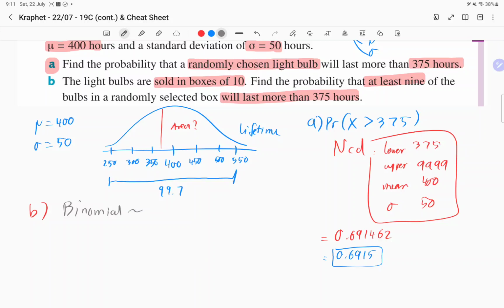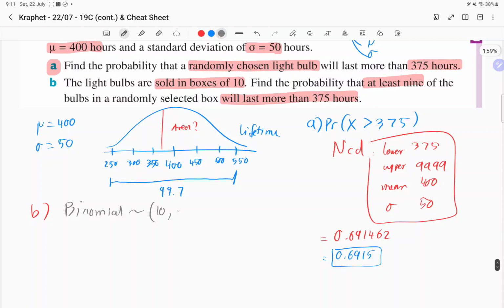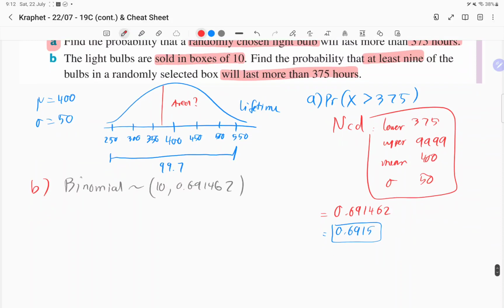In this case, N is going to be 10, and P is actually 0.691462. Yes, that's right. This is a binomial distribution where the probability of success is that number, because for at least 9 of the bulbs in a randomly selected box, each bulb has a chance of lasting more than 375 hours, and there are 10 of those. Each bulb can either last more than 375 or not, so yes, it is a binomial.